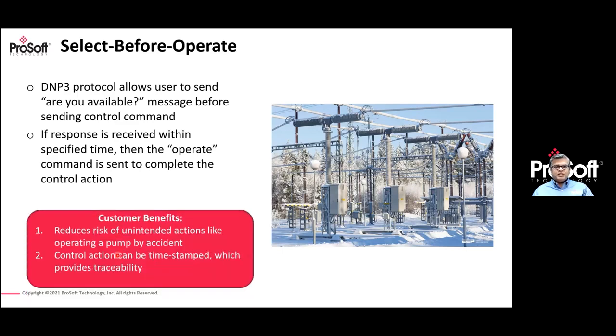The customer benefit of select before operate, I think, is that it vastly reduces the risk of unintended actions, like operating something by accident. And the control action can also be timestamped. If you've got the right class, remember I said that all of these features are intertwined. So now you can have a control action in the select before operate that can be timestamped, which gives you that traceability when you're executing that action, which is, again, very important if you're trying to do root cause analysis or understand what's happening inside.